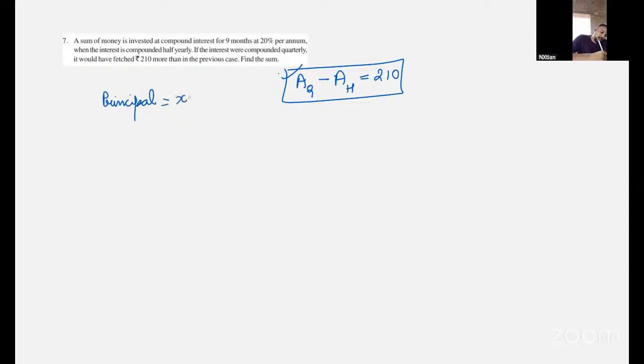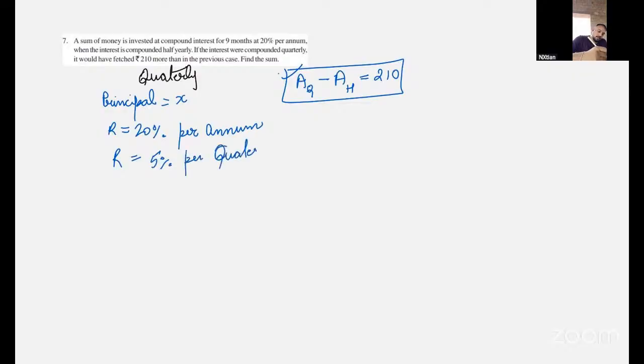Now the rate is 20% per annum. If I talk about quarterly, this part is for quarterly. So what will the rate become, David? 5%. 5% per quarter. And the time is 9 months. So what is the value of n T? 3, because there are 3 quarters. So 3. Okay, so I will calculate it.